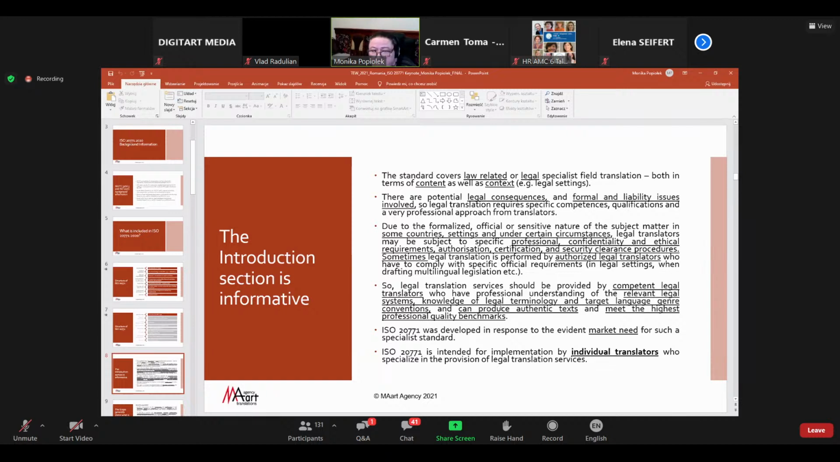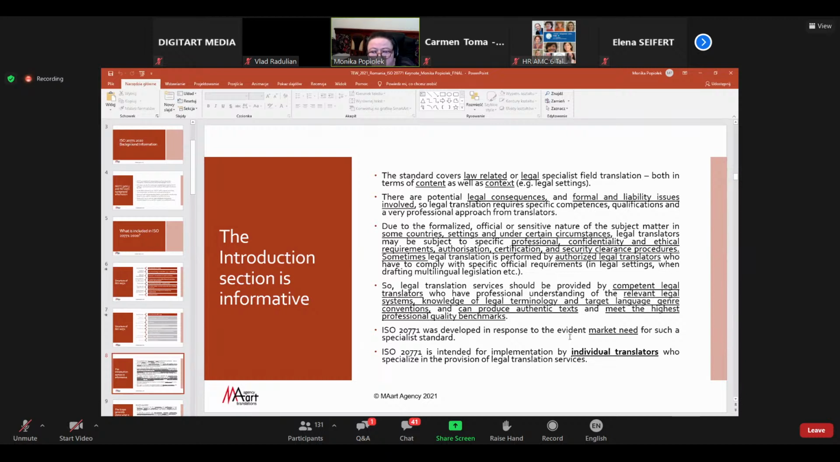Having said this previously, we all agreed that legal translation services should be provided by competent translators who have the professional understanding of the relevant legal systems, legal terminology, target language, genre conventions, and they can produce what we refer to in the legal translation field of specialization as authentic texts. In other words, texts that can actually have legal significance and can be treated as on par with the original.